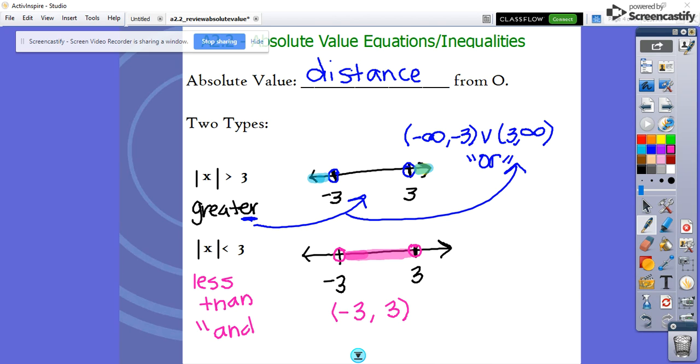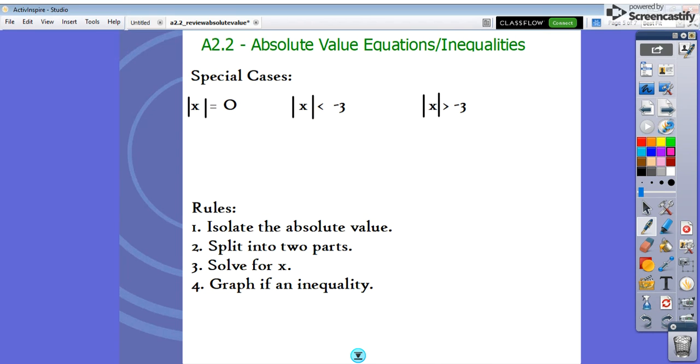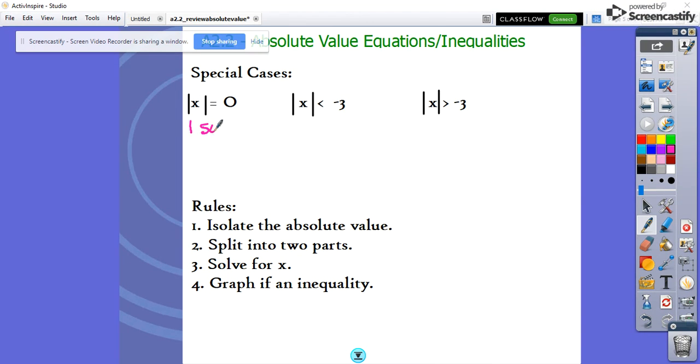Now, to close those dots up, all we have to do is have a less than or an equal to underneath. So here's what I mean by that. If this original equation had an equal to right there, then our dots would close up. I'm not going to close them up, okay? So let's look at some special cases, and then we're going to dive into a few examples. Okay, so special case number 1, absolute value of x equals 0. That's still a one solution answer.